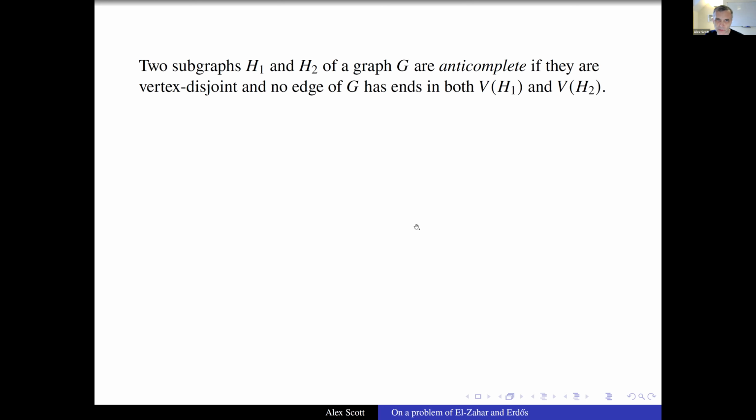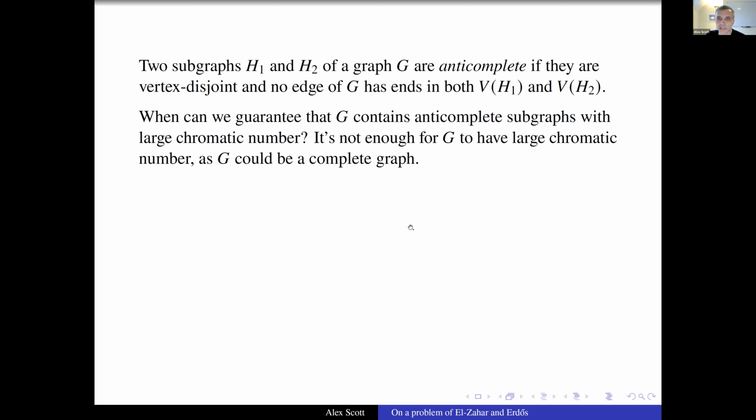So two subgraphs of a graph G, H1 and H2, are anti-complete if they're vertex disjoint and there are no edges between them in your graph. So you've got two areas of your graph. And the question is, when can we guarantee that your graph G contains a pair of anti-complete subgraphs, both with large chromatic number? So you've got large chromatic number in two different places, no edges between the corresponding subgraphs. An immediate observation is that it's not always true, because a graph with large chromatic number could just be a clique, and of course you can't find a pair of non-neighboring subgraphs in a clique.